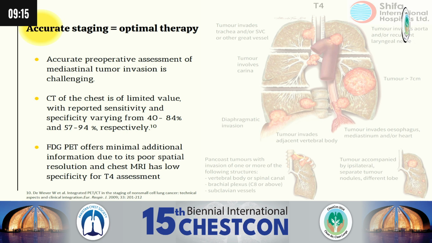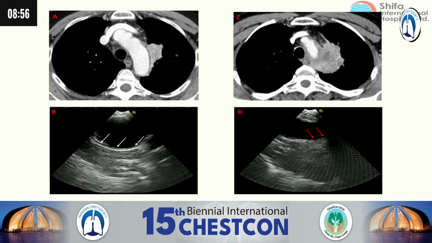We know from the evidence that the CT chest is of limited value, with the reported sensitivities varying from 40 to 84% and specificities varying from 57 to 94%. And the FDG PET alone offers minimal additional information due to its poor spatial resolution. So that's where we can utilize EBUS for T4 staging in those doubtful cases as well.